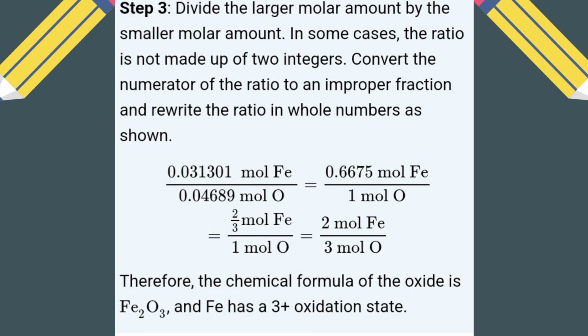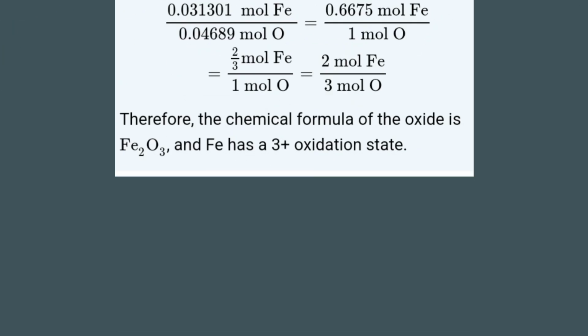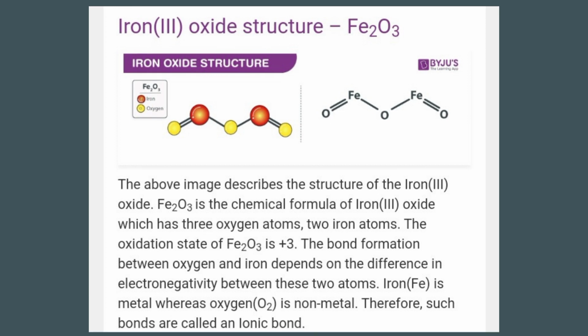So our final answer would be Fe2O3, and iron has a 3 plus oxidation state. Therefore, the chemical formula of the oxide is Fe2O3 and iron has a 3 plus oxidation state. So this is the iron oxide structure, Fe2O3. So the oxidation state of iron in the oxide is +3.